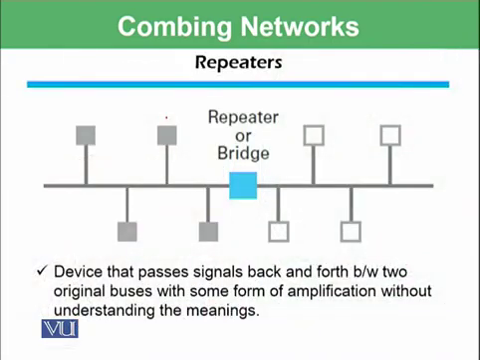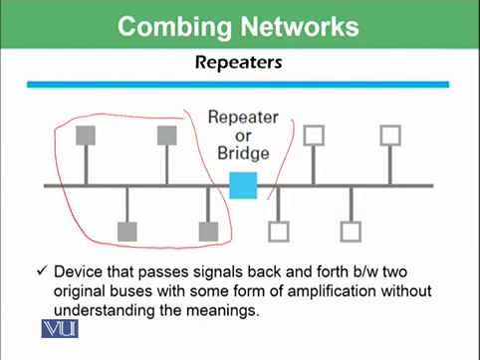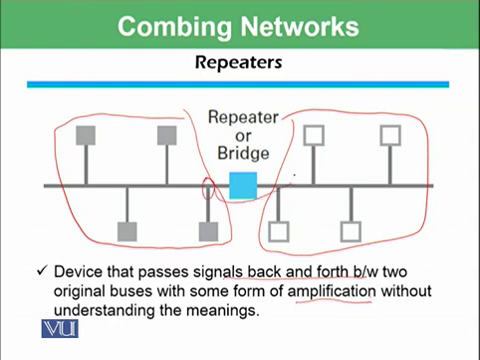So for example, we have a network over here and there is a network over here, and both of the networks need to be connected. We can use a repeater or bridge. So what repeaters do? That is a device that passes signals back and forth between two original buses with some form of amplification. Amplification means that the signals coming over here are extended, amplified, and reach this network, without understanding the meanings of the messages.